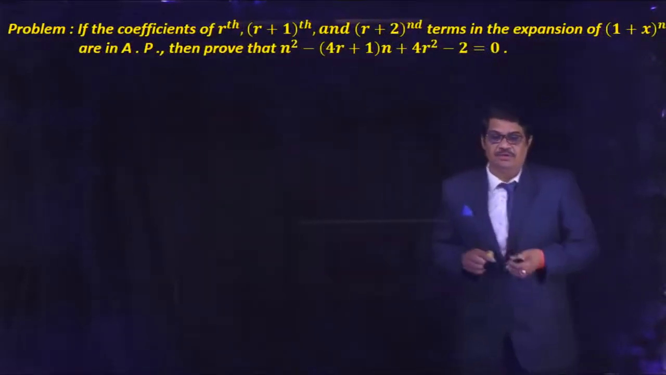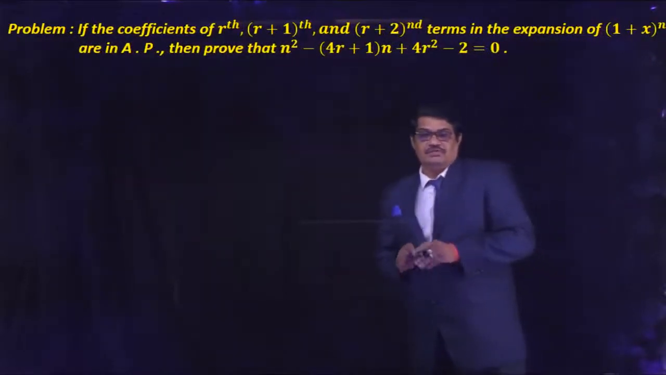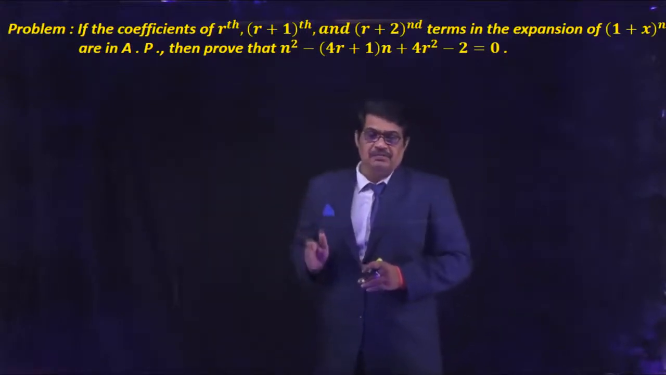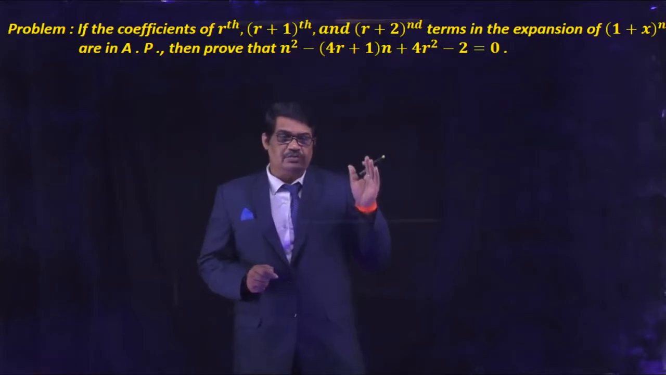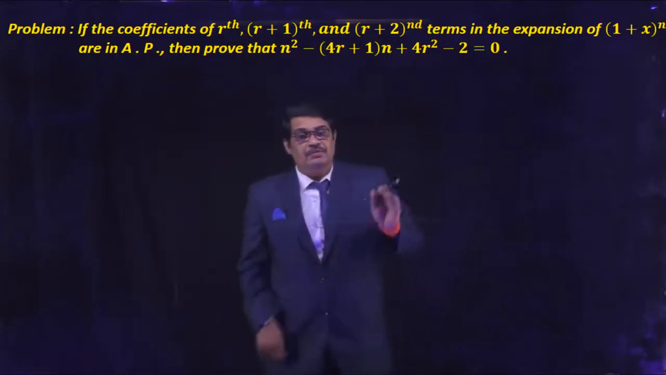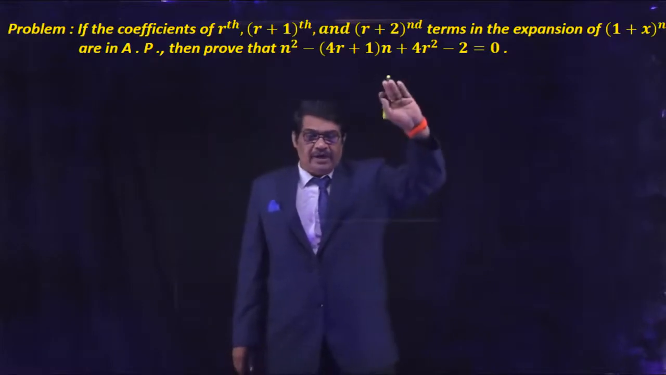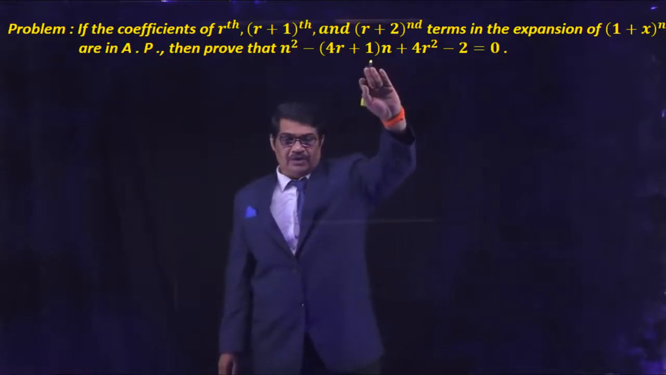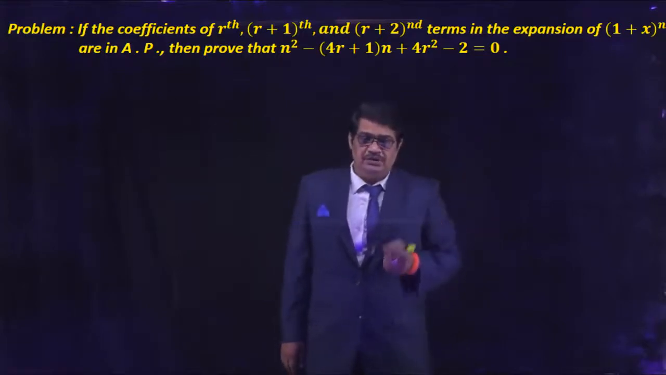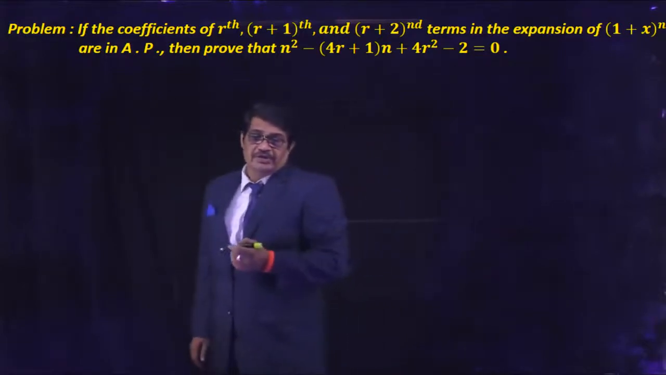See the next problem. If the coefficients of the rth term, r plus 1 term and r plus second term in the expansion of (1 plus x) whole power n are in AP, that is arithmetic progression, then prove that n square minus (4r plus 1) into n plus 4r square minus 2 is equal to 0. That is the result to prove.